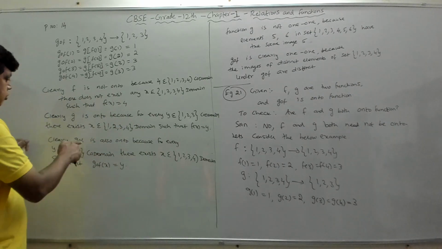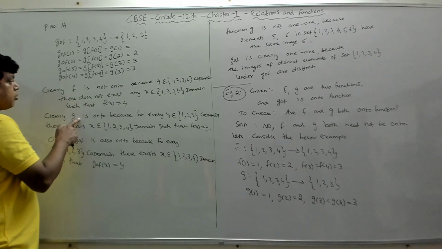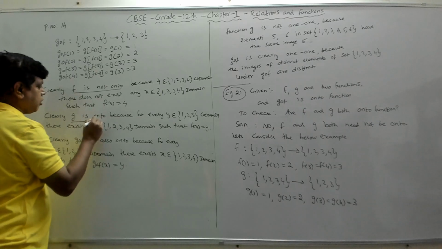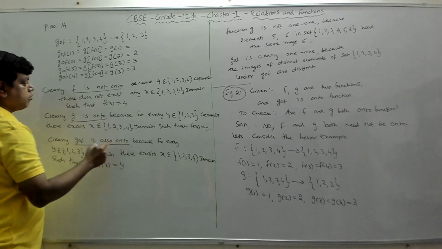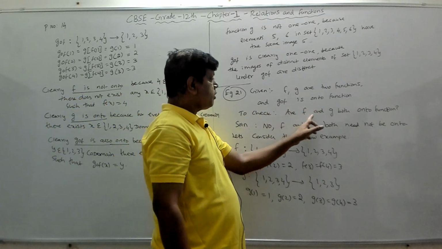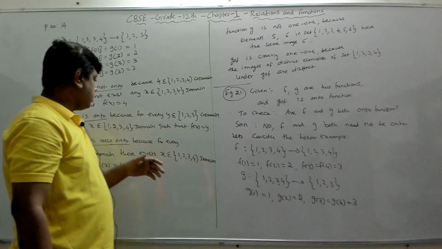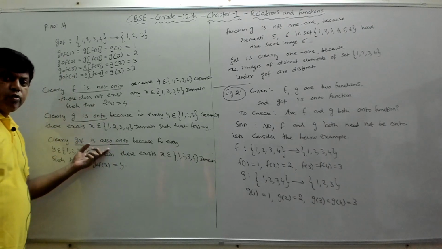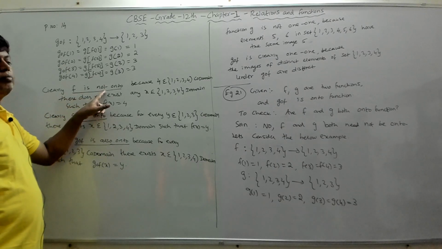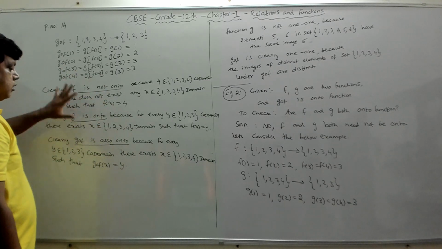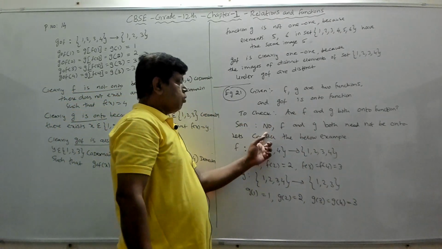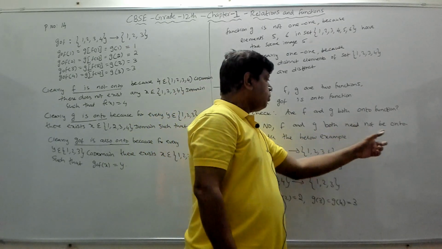So what we have shown? We have shown g of f is onto. g is onto, but f is not onto. So f is not onto, g is onto, g of f is also onto. Which means when g of f is onto, it is not necessary that both f and g have to be onto, because in this example g of f is an onto function, but both of them are not onto. Therefore, we can say that the given statement is not true. That's why we say no, f and g both need not be onto.